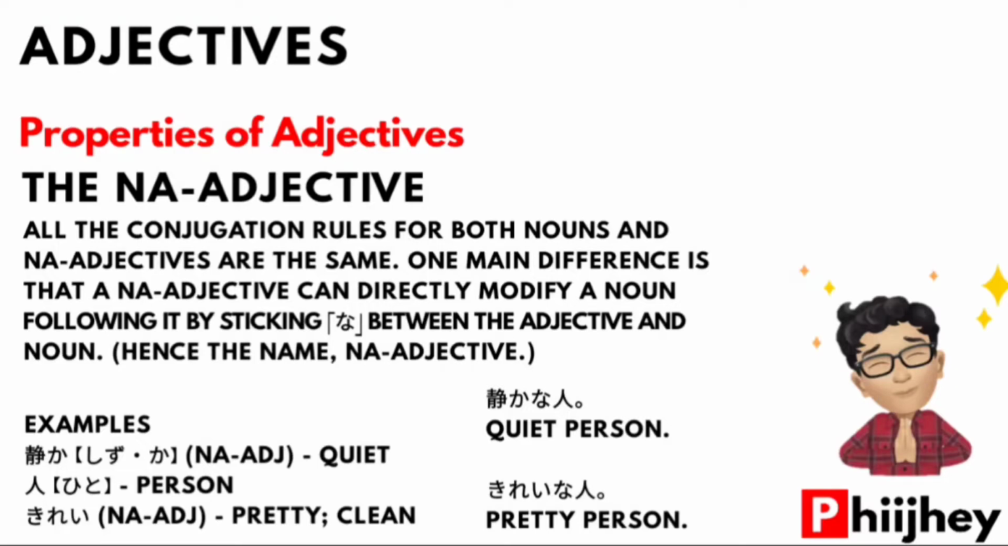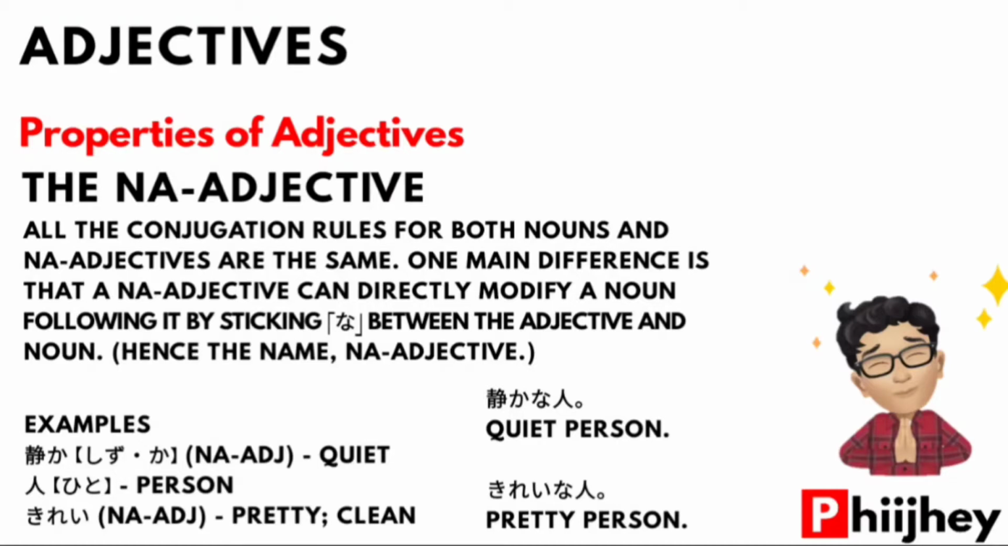One main difference is that a na-adjective can directly modify a noun by sticking na between the adjective and noun, hence the name na-adjective. For example, shizuka is a na-adjective. Hito is a noun. And then kirei is a na-adjective. Shizuka is quiet. Hito is person. Kirei is pretty or clean. Shizuka na hito, that means quiet person. Kirei na hito, that means pretty person.